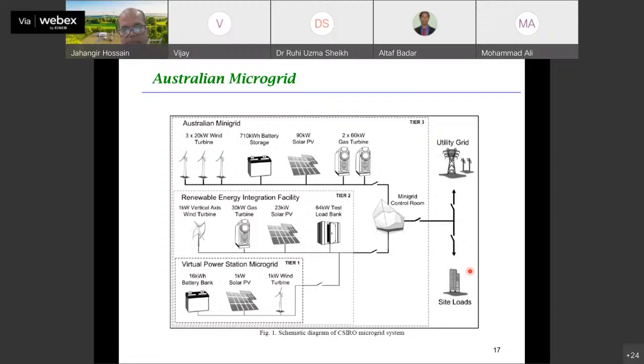This is another example. This is a research microgrid that we have in New South Wales. We have a research organization called CSIRO, and we have a number of projects with them. They have their own experimental microgrid setup, and here you can see they have a wind turbine, lithium-ion battery, and solar. They also have a gas turbine. They also have a virtual power plant connected, and then a vertical axis wind turbine, gas turbine, and solar plant. There is also a test load bank. So if you would like to develop something and test it, this is like a test microgrid we could use here in New South Wales.